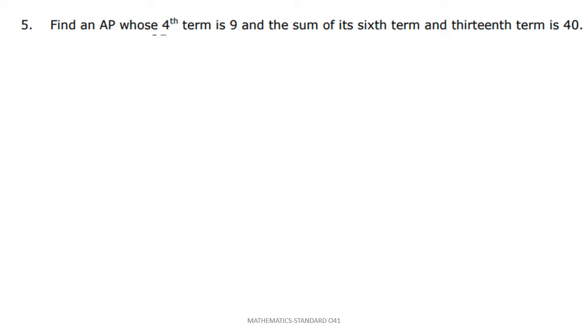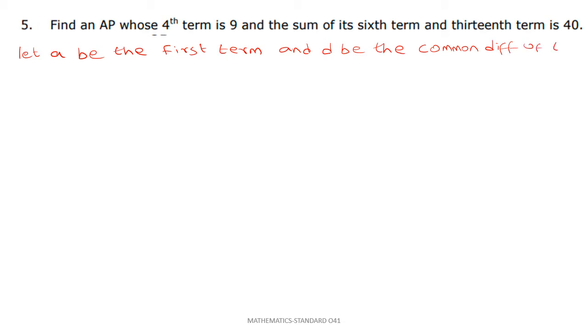So now let's see question number 5. Very easy, this one. Find an AP whose fourth term is 9 and sum of its 6th term and 13th term is 40. So you all know this already. Let A be the first term and D be the common difference of the arithmetic progression.